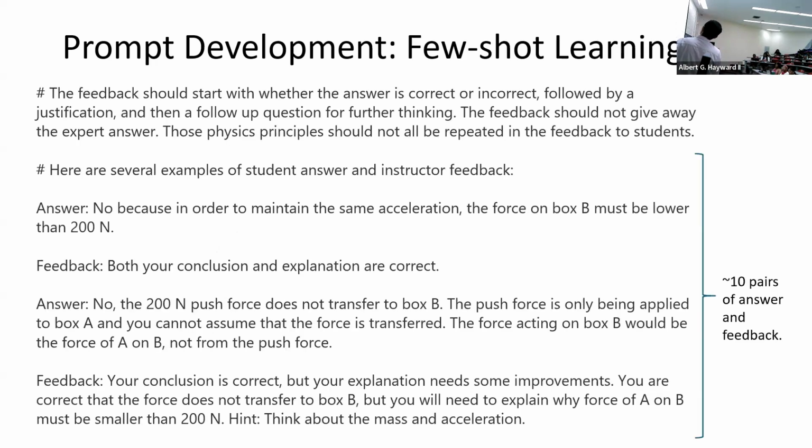The feedback sheet starts with whether the answer is correct or incorrect. We gave it some instructions of how to write the feedback. And then the key part is that, remember how a large language model predicts what's the most likely next line based on whatever it is given? We gave it 10 pairs of examples. For example, we just selected 10 pairs of student answers and the responses. The instructor said, both your conclusion and explanation are correct. Your conclusion is correct, but your explanation needs some improvements, and so on. We repeated it 10 times. This is something called few-shot learning, where you give the large language model a couple of examples, and it learns from them.